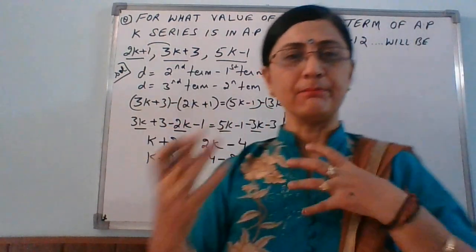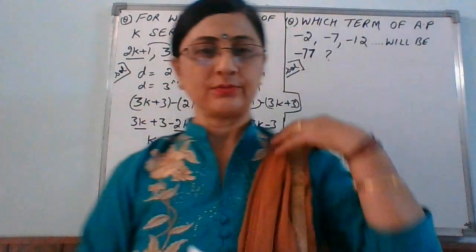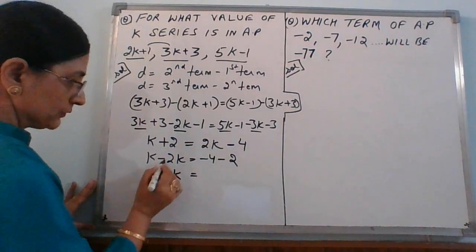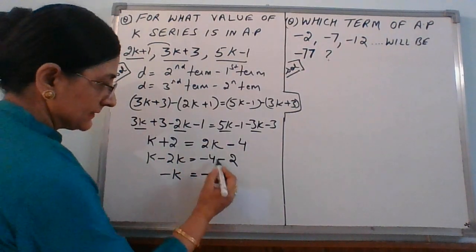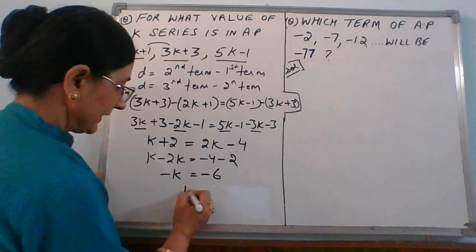I'm just combining the like terms: 3k, 2k, 5k, 3k, right? So then you take it to one side. So what is the answer here? Minus 1k, 2 minus 1 is 1. Here it's minus 4 plus 2, that is 6. Minus minus is plus. You just have to add, right?